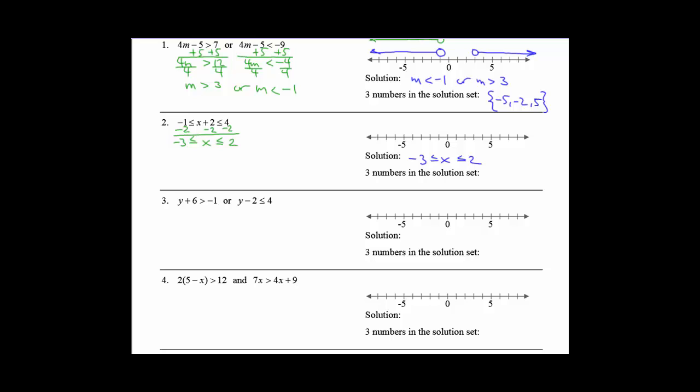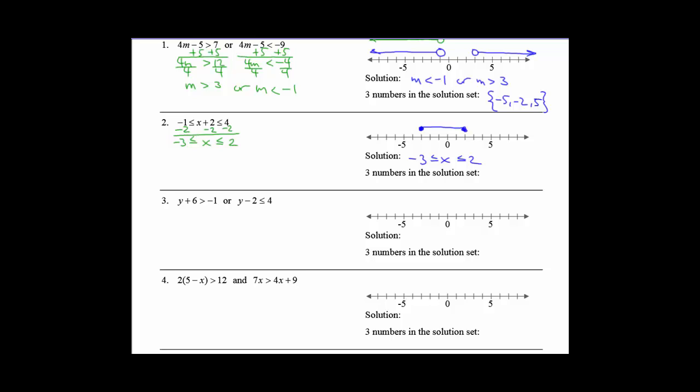What would that look like on the graph? Well, since x is between negative 3 and 2, I basically need to color in all the numbers in between negative 3 and 2. I can put a solid circle on the negative 3 because negative 3 will work. I have an equal sign. And I can put a solid circle above the 2 for the same reason. And all of the numbers in between those two will also work.